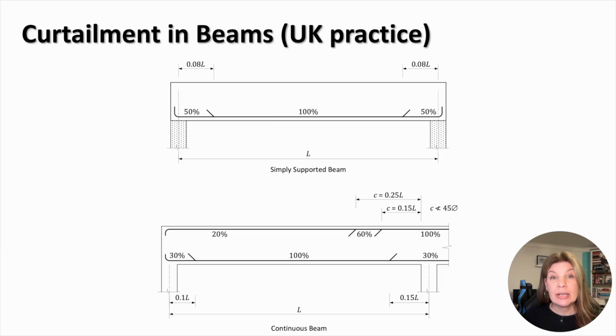Here you can see the curtailment requirements adopted in the UK for longitudinal reinforcement in simply supported and continuous beams. In simply supported beams, 50% of the bottom reinforcement required in the span should be extended to supports. This amount is reduced to 30% in continuous beams. Away from the support, the top reinforcement in continuous beams can be reduced to 60% and then to 20% of the required amount above the support.